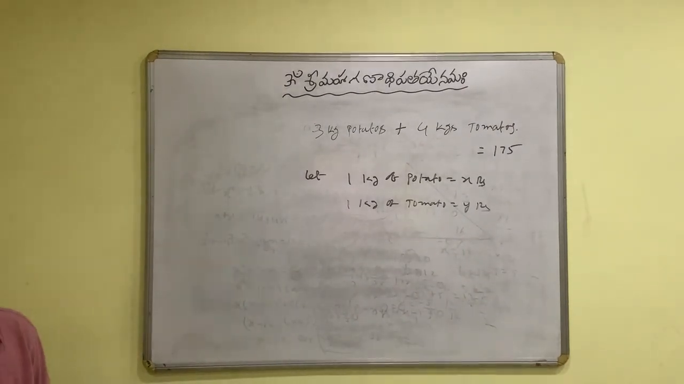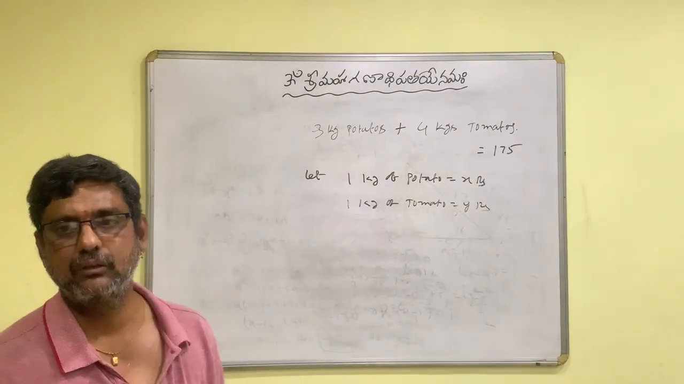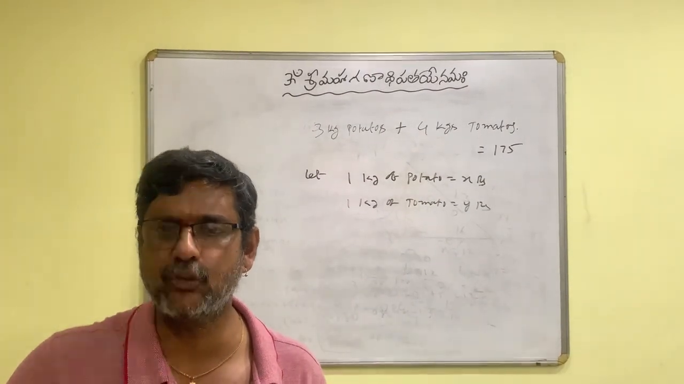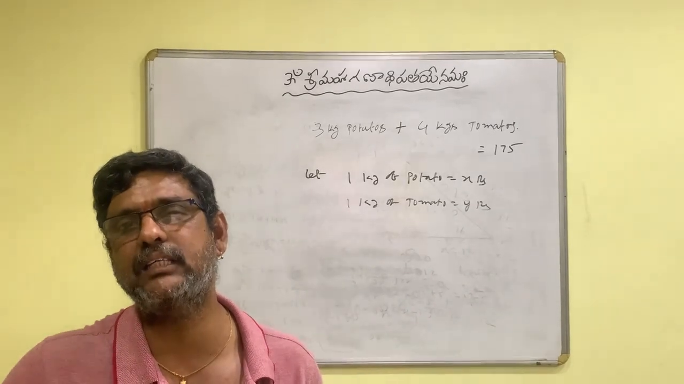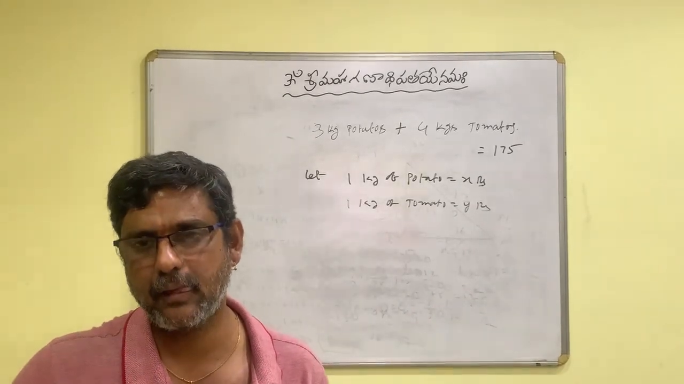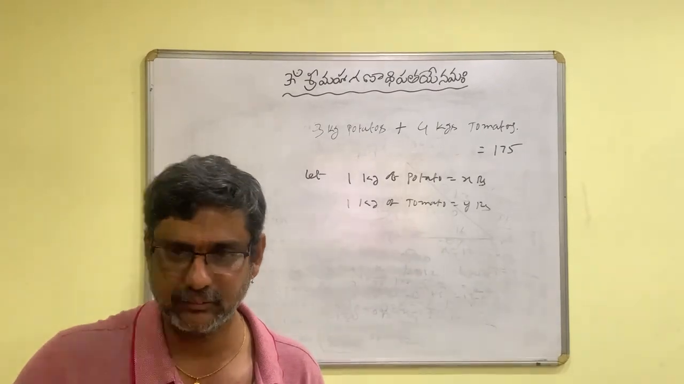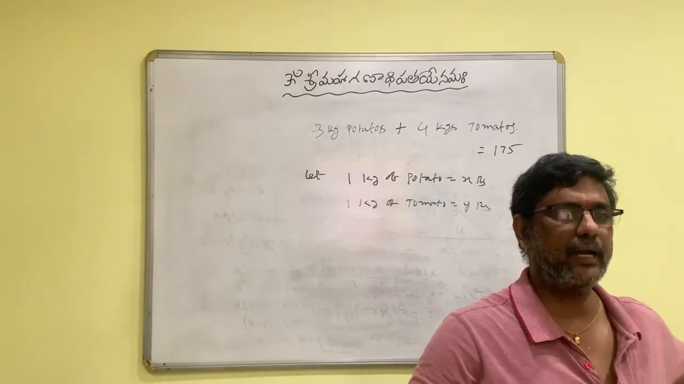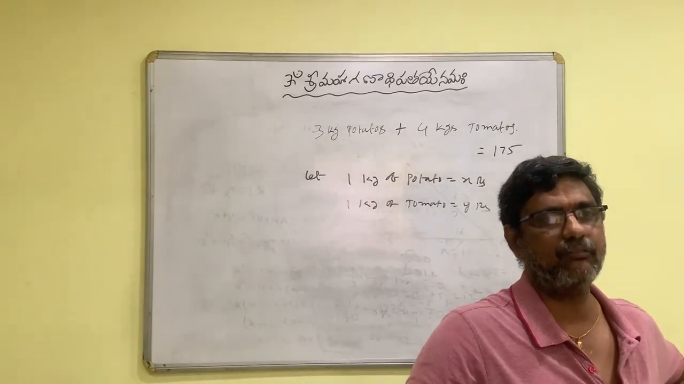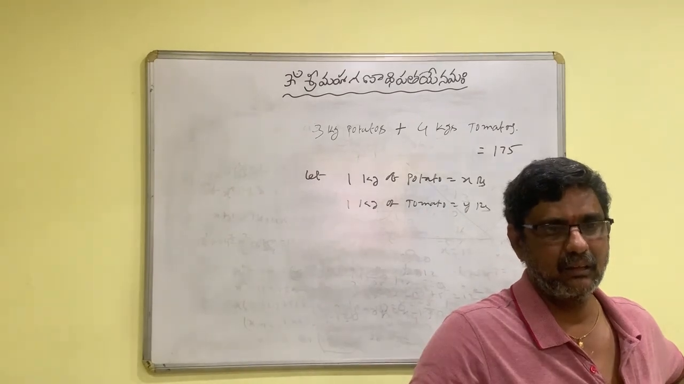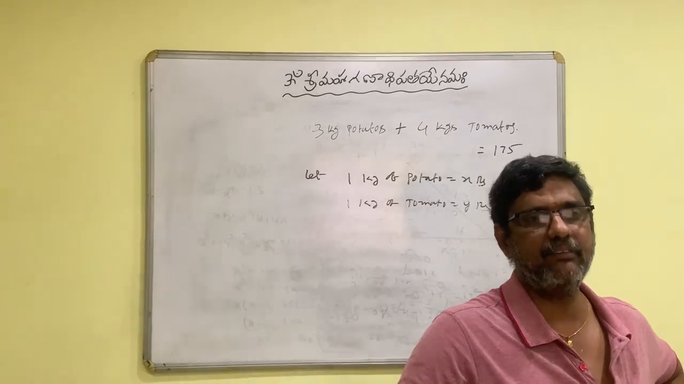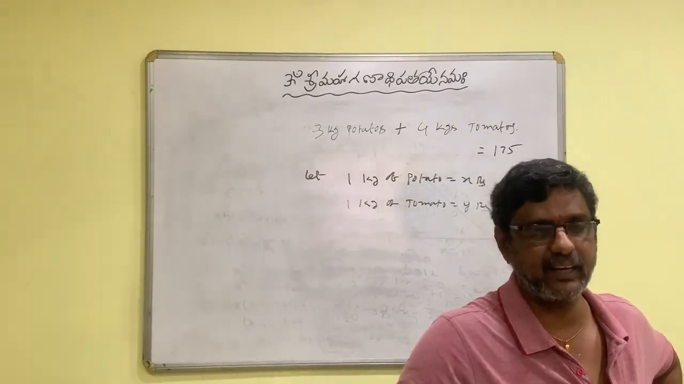No, you cannot take it like that. See, if you take 3 kgs of potatoes as X rupees, then you can take 100 kgs of potato also as X rupees, no? If you take 3 kgs of potatoes as X rupees and 4 kgs of tomatoes as Y rupees, then 50 kgs of potato and 75 kgs of tomato is also X plus Y, no?